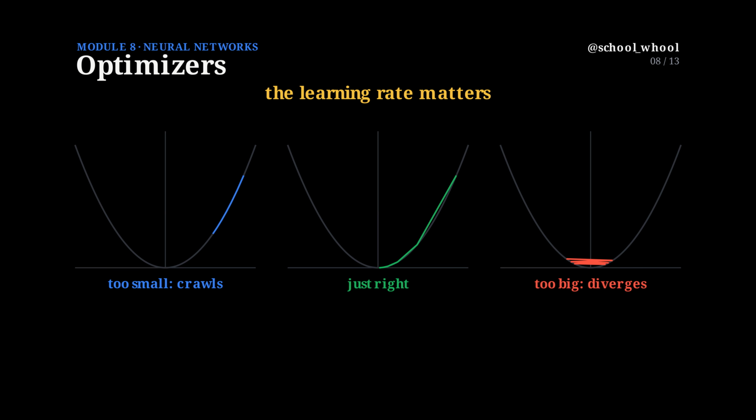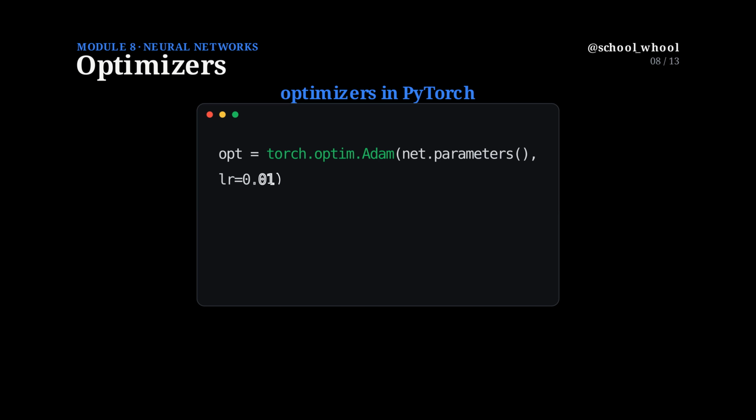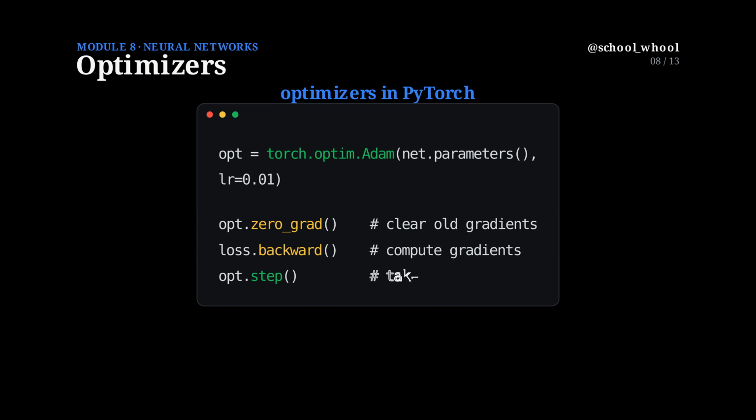Quick, but stable. In PyTorch, you create an optimizer, handing it the network's parameters and a learning rate. Then every training step is the same 3 lines. Clear the old gradients, run backward to compute new ones, and call step to update the weights.